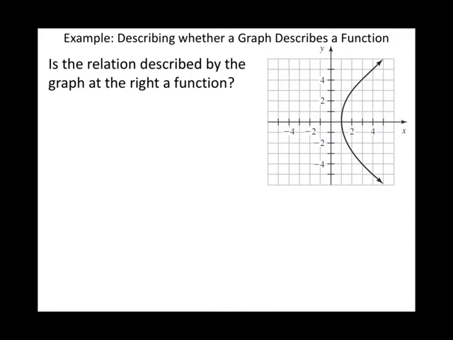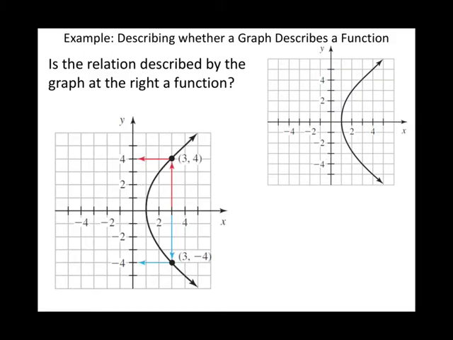Okay, is the relation described by the graph at the right a function? So think about it. For a function, if I only have one x, I should get only one y. But what happens when x equals 2? If x equals 2, I go up to hit the graph, y equals +3. Or when I go down, I hit the graph, y equals -3.